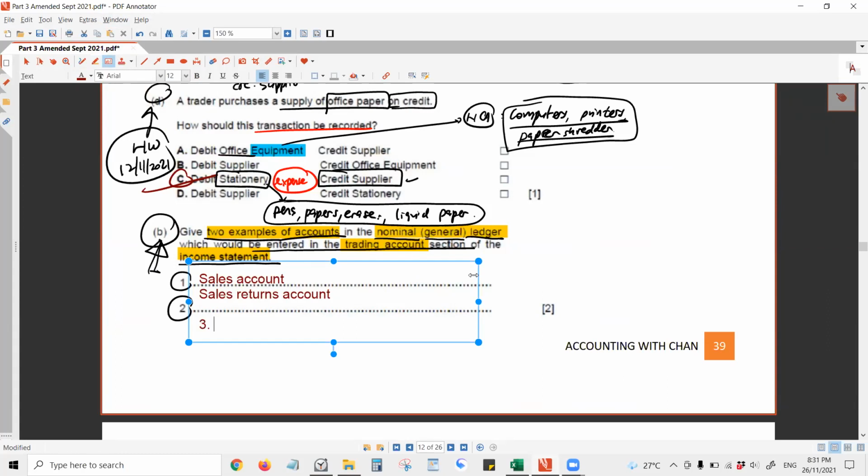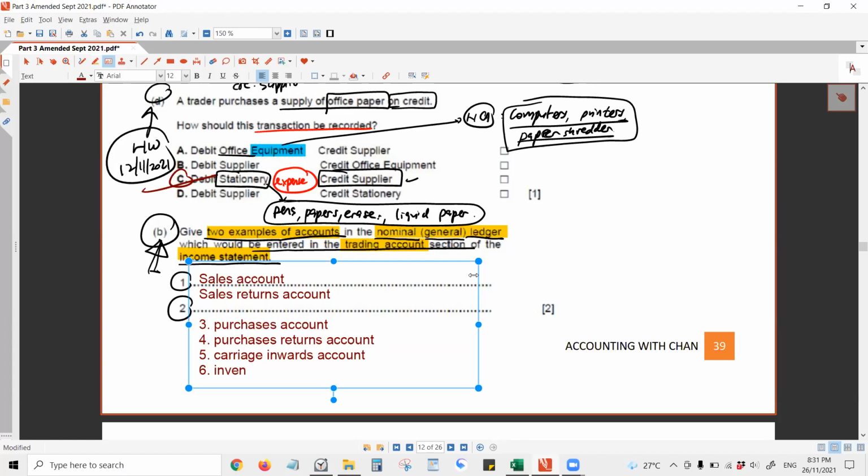You can also write purchases account, purchases returns account, carriage inwards account. Okay, don't forget carriage inward appears in the trading section. That's the delivery charges for the goods that you bought from supplier.